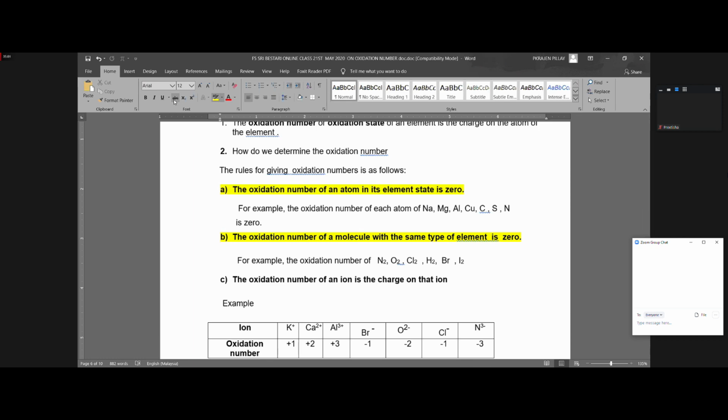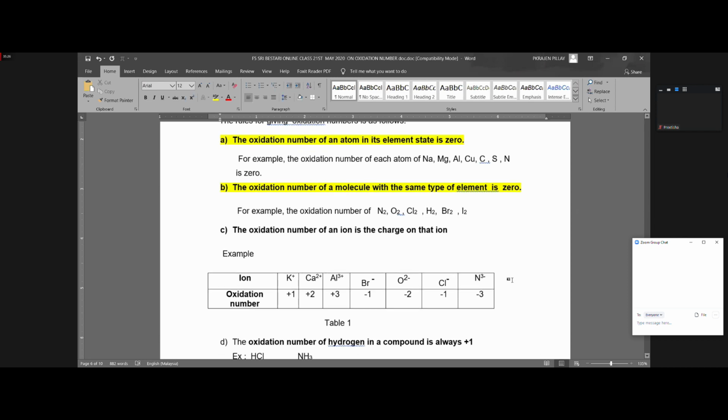Sorry, I need to add that. Br2, not Br, Br2. Typing error. Okay. Can you see that? All this is 0, because it's a molecule with the same type of atom. Again, oxidation number of an element with the same type of element is 0.